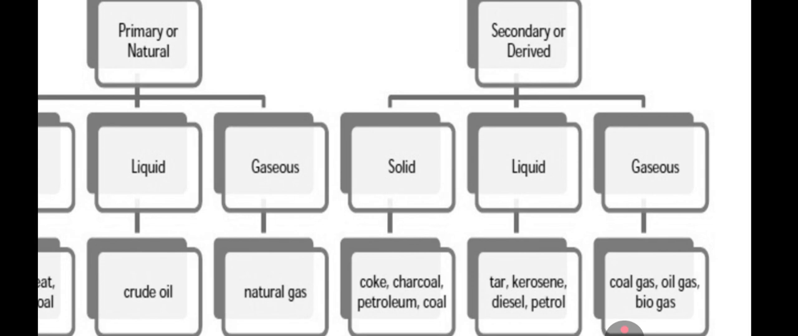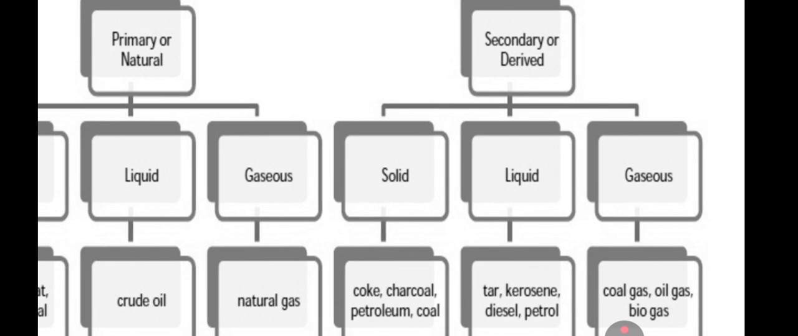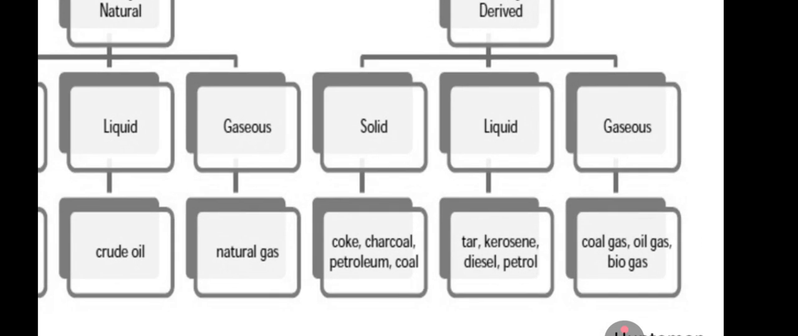So when we say secondary or derived fuels, we also mean some other examples that can fall into maybe the way we use them. You understand? We have other examples like coke, charcoal, petroleum. All of them are solid. Then tar, kerosene, that is liquid now under secondary. Then diesel, and we have gases. We have coal gas, we have oil gases, and we have biogas.